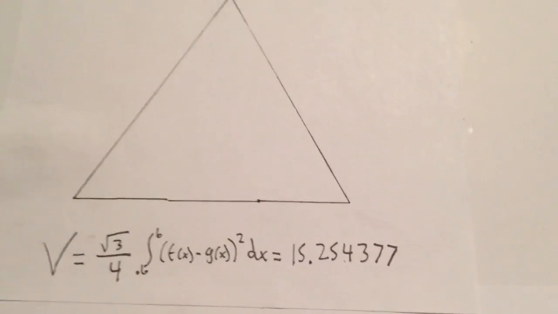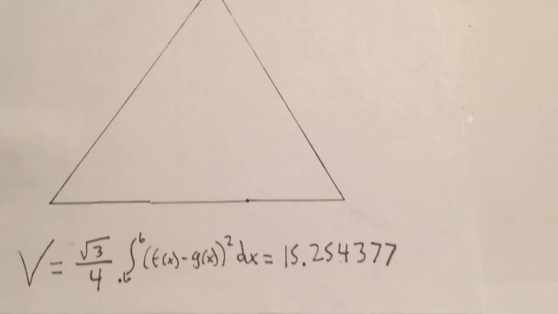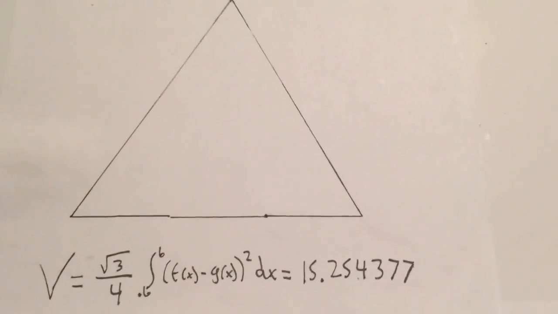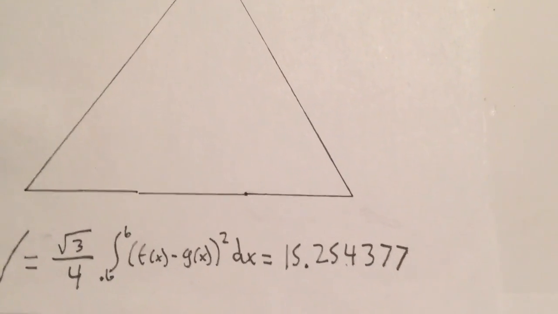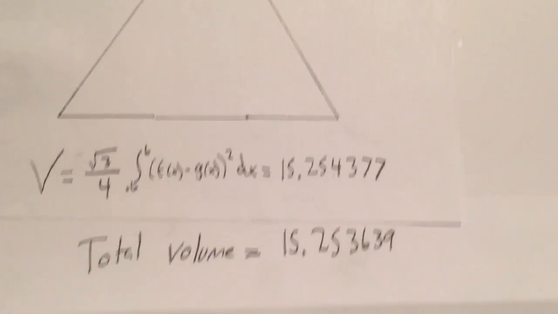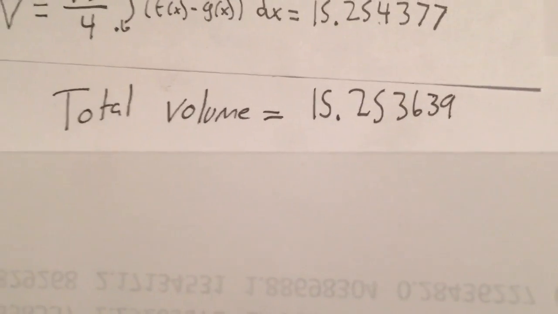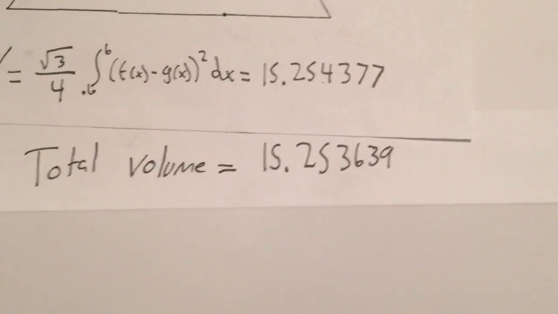For equilateral triangles, I got the integral from 0.6 to 6, f of x minus g of x squared, with respect to x, times root 3 over 4, equals 15.254377. When I did my Excel sheets, using 41 laminations, I got 15.253639.